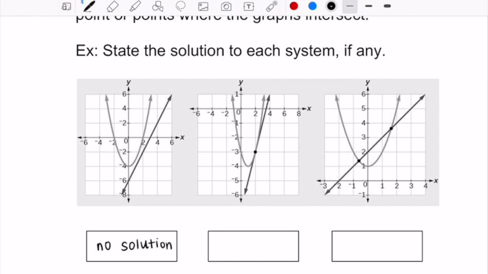The line and the parabola cross once. They cross at the point 2, negative 3. And in the third picture, the line and the parabola cross twice. However, those points are not occurring at integer values. And so we can say in the box that it has two solutions. However, they are unable to be determined graphically.